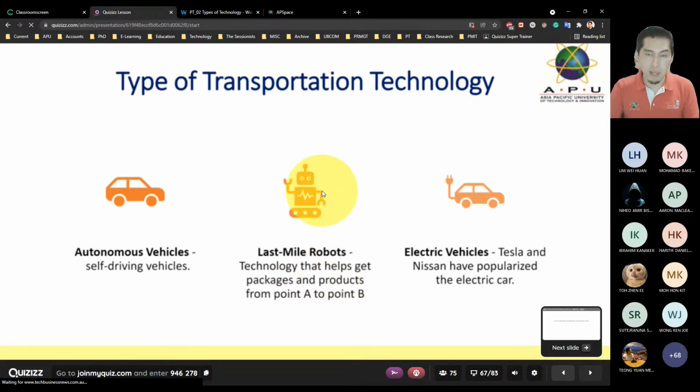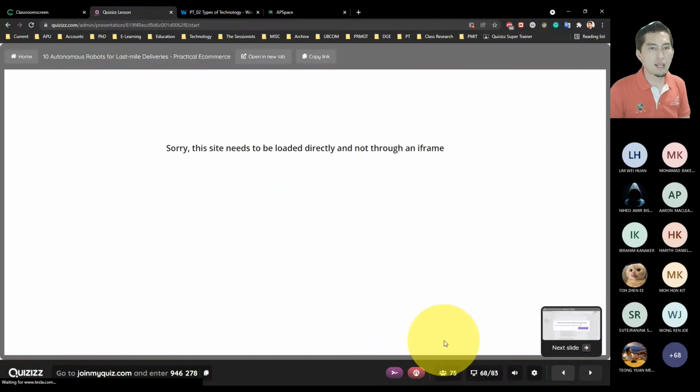In a manufacturing plant, for example, you will need to realize that this task alone takes up a lot of effort, takes up a lot of manpower. Just to move something from point A to point B within a manufacturing plant can actually take a lot of effort, a lot of time, a lot of energy, a lot of money, and so on. Yeah? So that's why there are certain things called last mile robots.